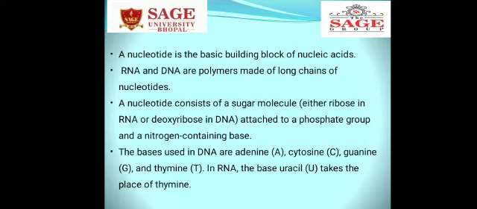DNA and RNA are polymers that are made up of long chains of nucleotides. Nucleotides consist of a sugar molecule, either ribose in RNA or deoxyribose in DNA, that is attached to a phosphate group and a nitrogen containing base. This base can be adenine, cytosine, guanine and thymine in DNA, and in RNA the base uracil takes the place of thymine.